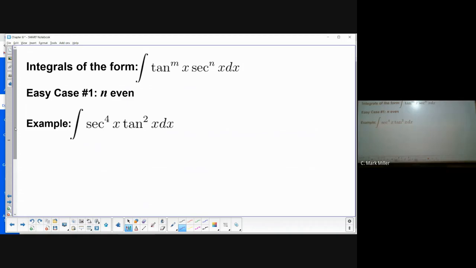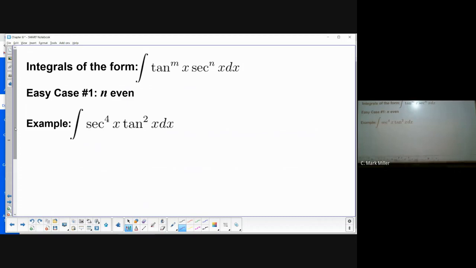So now, the thinking changes here. What was the strategy before? Well, look for one of them that's odd, and peel that off if you can. If not, you've got to use that half angle formula, right? And that's sloppier. That's why that was the messy case.